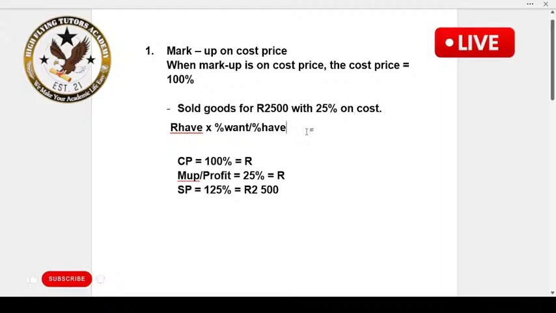What does this mean? You look at this and check the rent value I have. Let's say we are calculating cost price. The rent value you have here is 2,500, and you want to calculate the cost price. The cost price percentage that you want is 100%, so you have to multiply by 100. You divide by the percentage for this 2,500, which is 125%. So you're going to divide by 125%.